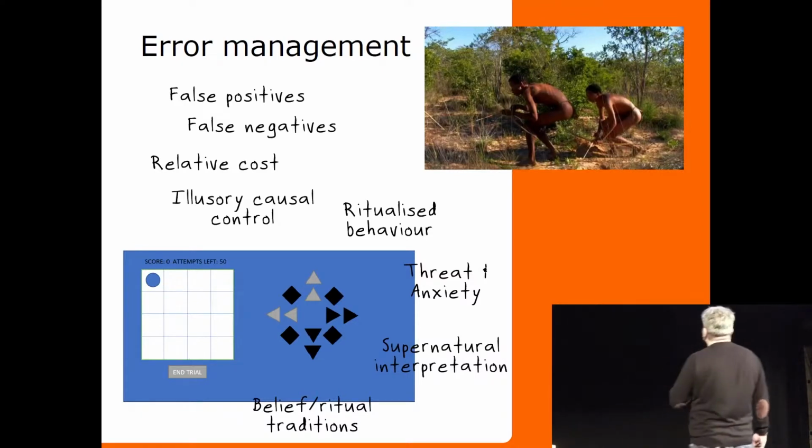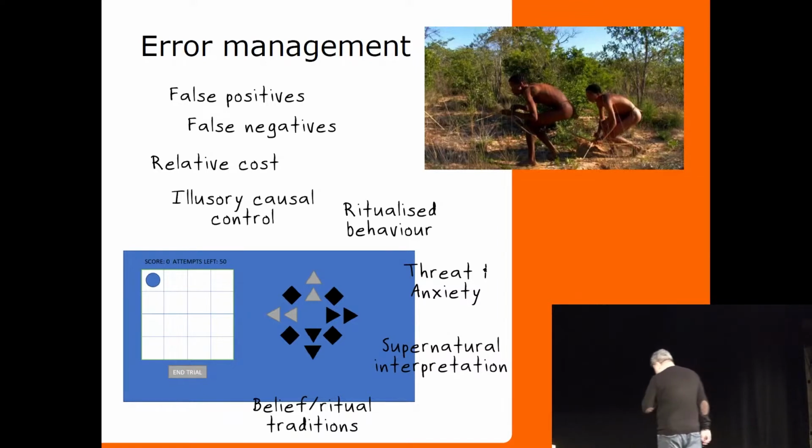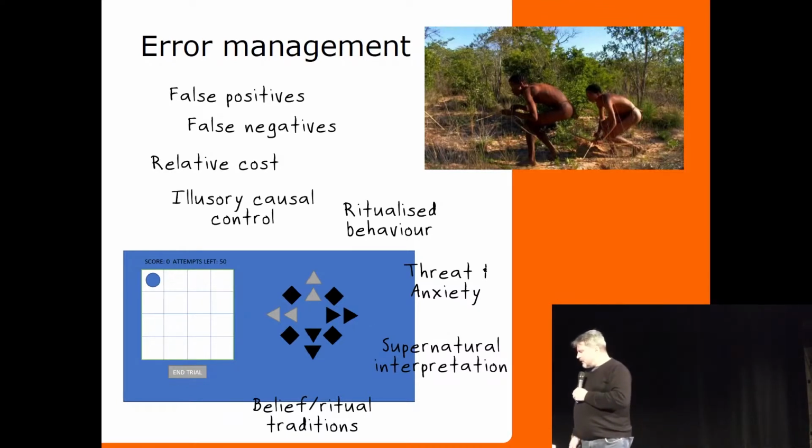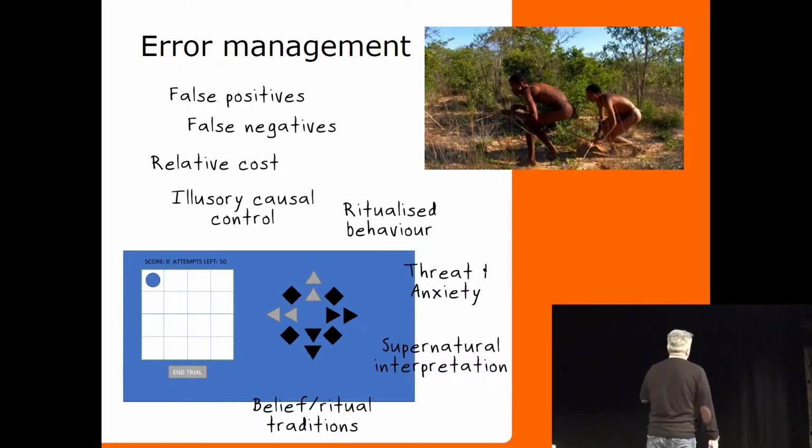Right, so the next point being, of course, that in situations where there are high levels of anxiety, high levels of threat, people are much more susceptible to engaging in various aspects of ritualized behavior, which again we can measure and look at under laboratory conditions. And of course people give a supernatural interpretation for this and then potentially develop belief or ritual traditions.